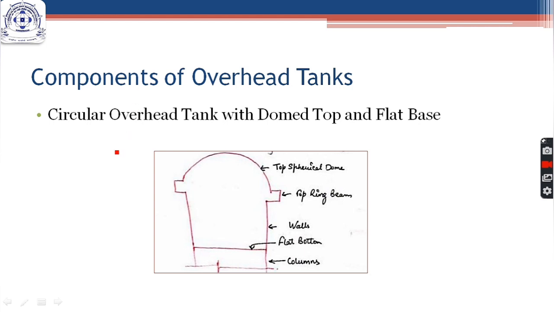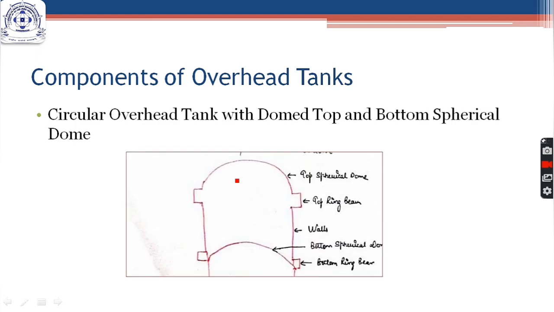Now what are the components of overhead tanks? First we will have the top. For a circular overhead tank with domed top and flat base, we will have a top dome at the top. Next we will have the top ring beam at the junction of dome and walls. Then we will have the cylindrical walls, and then the flat bottom. And this flat bottom is generally the circular slab provided at the bottom. I will explain this in the coming slides.